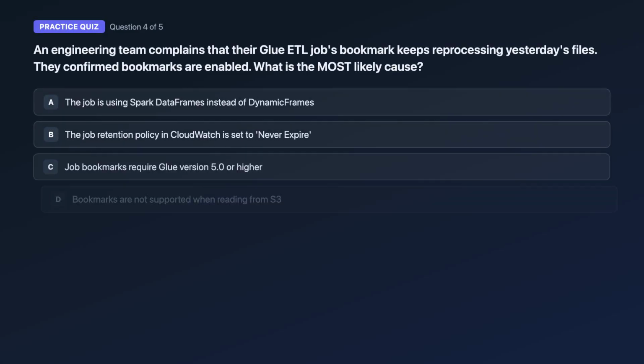Question 4. An engineering team complains that their Glue ETL job's bookmark keeps reprocessing yesterday's files. They confirmed bookmarks are enabled. What is the most likely cause? Is it A, the job is using Spark data frames instead of dynamic frames? B, the job retention policy in CloudWatch is set to never expire? C, job bookmarks require Glue version 5.0 or higher? Or D, bookmarks are not supported when reading from S3?